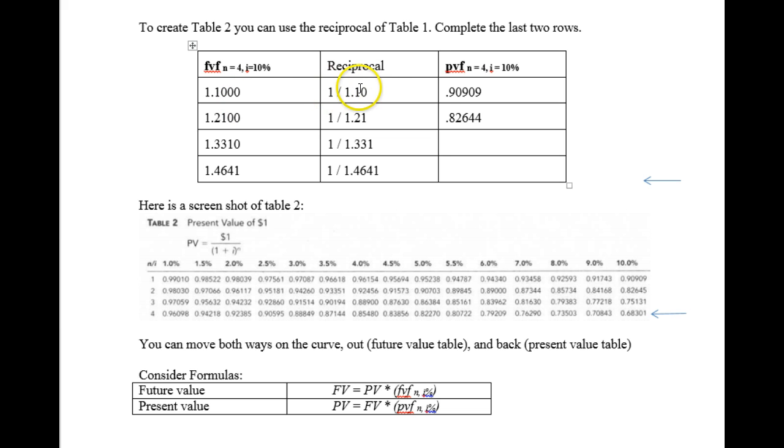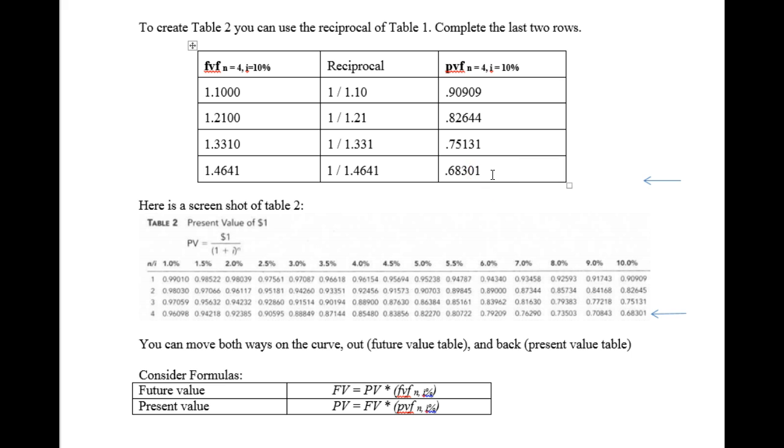1 divided by 1.10 is 0.9090. 1 divided by 1.21 is 0.82644. Put it on pause, please, and finish the next 2 rows. How'd you do? You made the reciprocal of table 1, which created table 2.